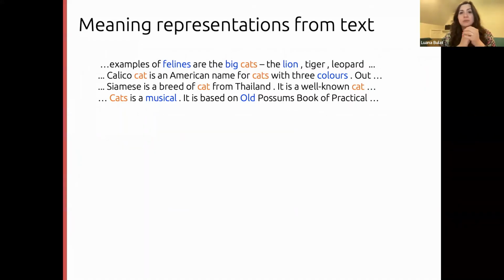So basically, we just want to look at neighboring words and what they tell us about the meaning of cats in this example. Cats is underlined in orange. So we might learn that cats can be big, that some instances of cats are lions, but also that cats is a musical. You can imagine that by reading more and more text, we will learn more and more things about cats.